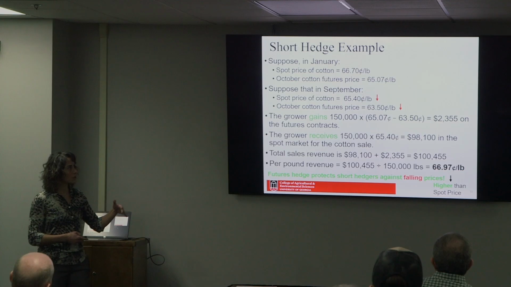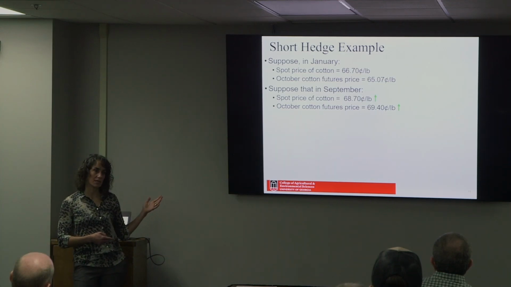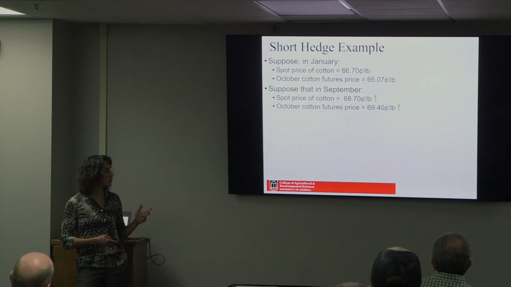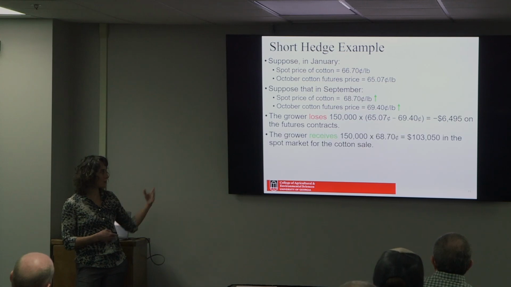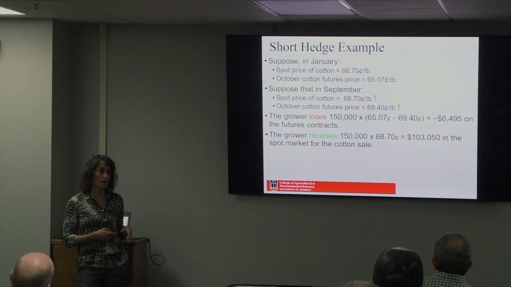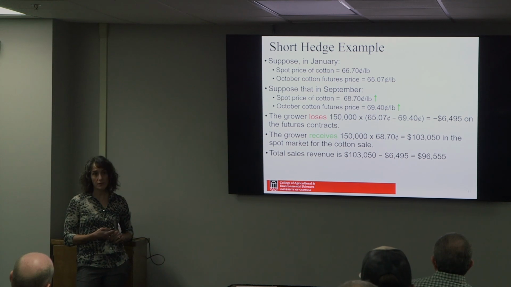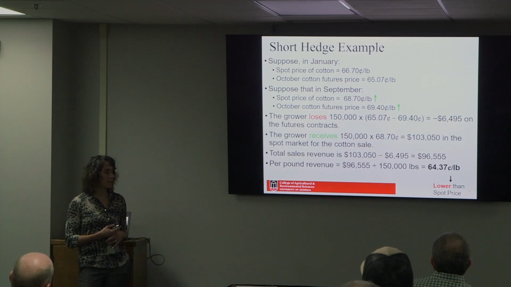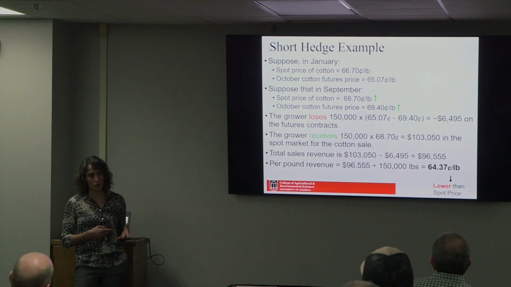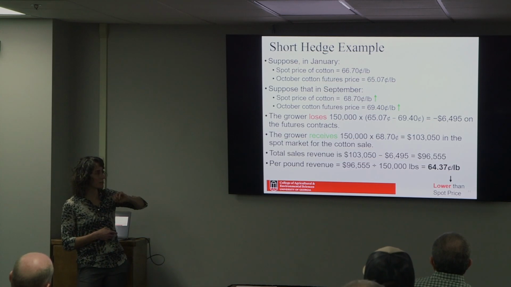So now I'm going to reverse this. Now the prices are actually increasing in September, so both spot and futures. In this case, we are going to have a loss on the futures. And our revenue in the cash market from the cotton sale is higher. But because of the loss on the futures, our total sales revenue got lower. If I divide it again by the total number of pounds, this time I find that the unit price is actually lower than what the spot price is in September.